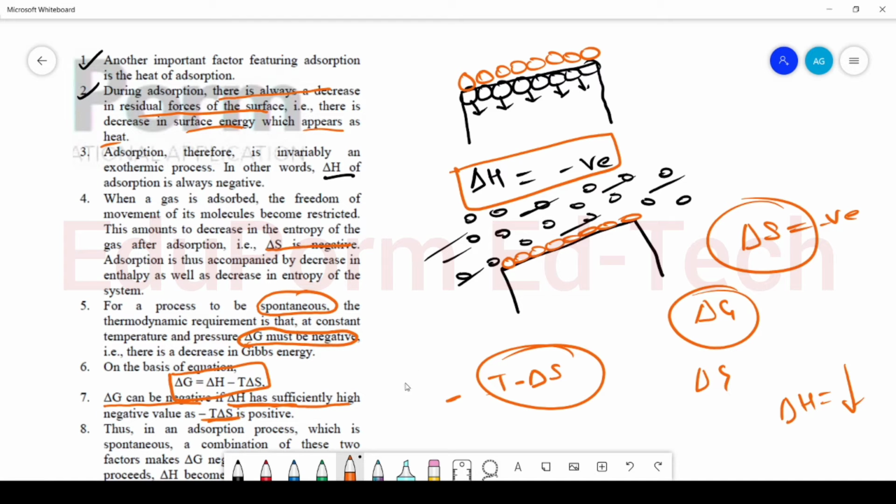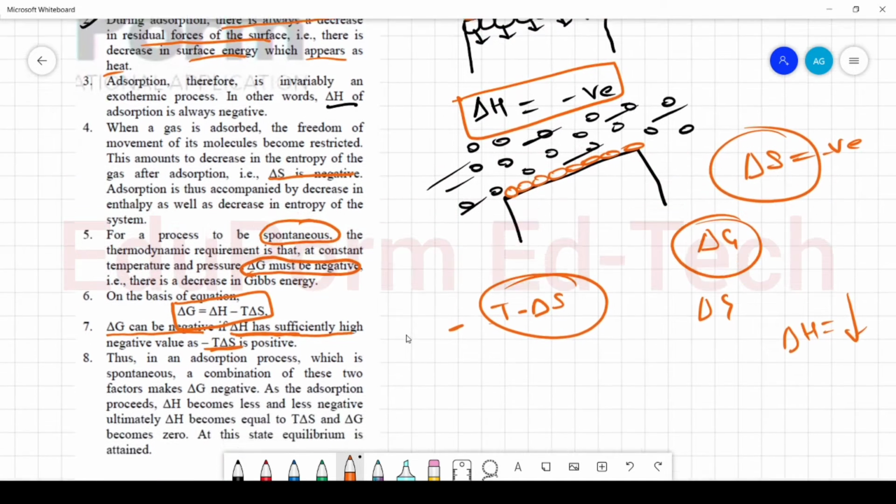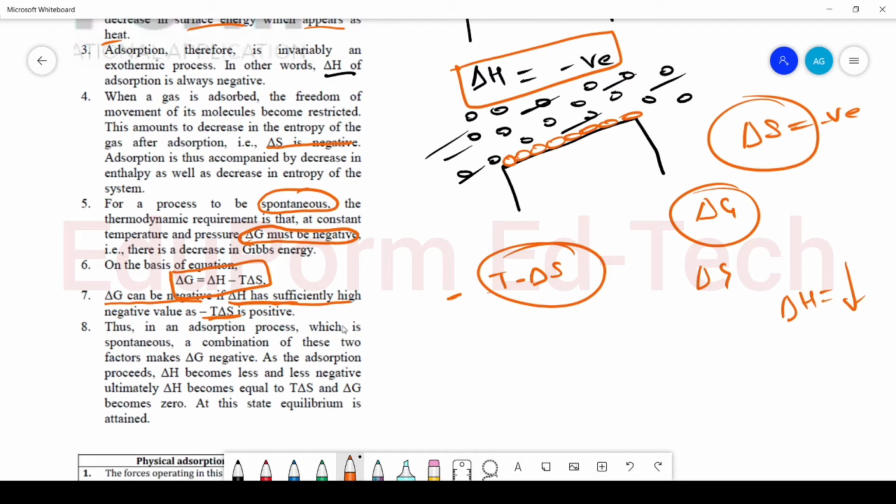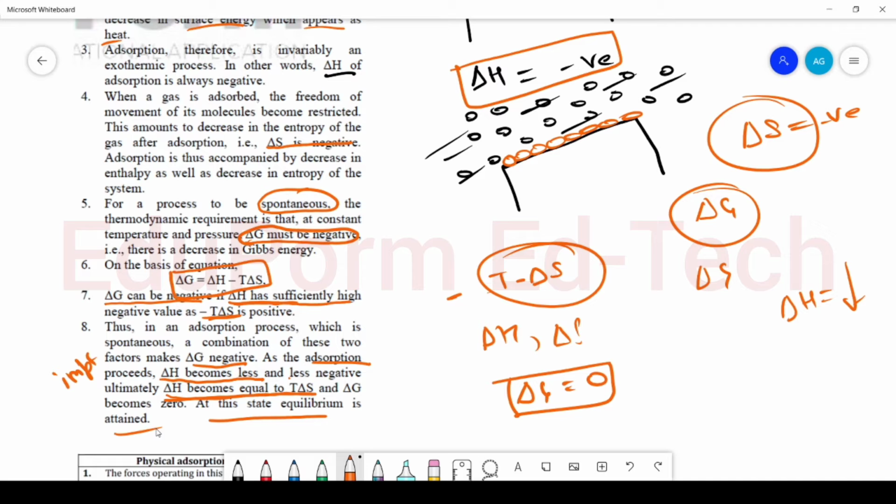Thus, in an adsorption process which is spontaneous, the combination of delta H and delta S makes the delta G negative, and as the adsorption proceeds, this is a very important point, delta H becomes less negative, and ultimately delta H becomes equal to T delta S, and in that case delta G is equal to 0, and when Gibbs free energy is 0, a state of equilibrium arises.